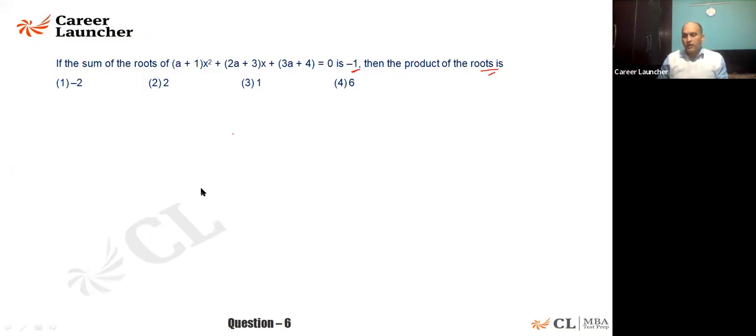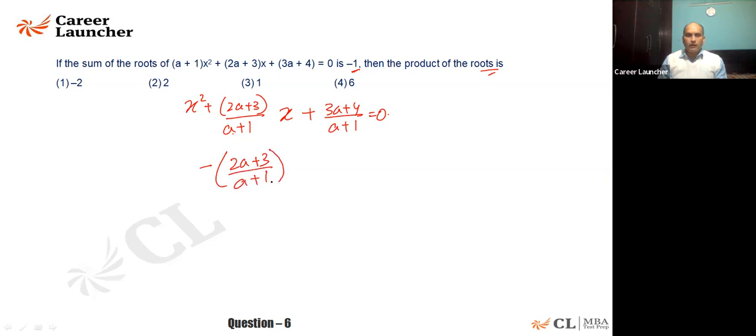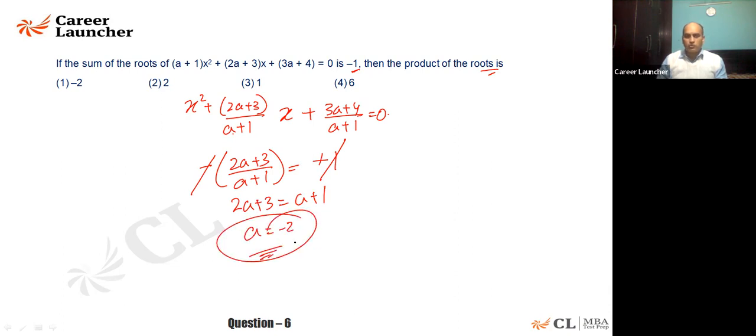Okay, Siddhant, Vaishnavi has got the answer. It is given the sum of the roots. Can I write it as (a plus 1)x square plus (2a plus 3)x plus (3a plus 4) upon (a plus 1) is equal to 0? You remember I told you. The sum of the roots is minus times of (2a plus 3) upon (a plus 1). The sum of the roots is minus 1. I'll cancel this minus sign. 2a plus 3 is equal to a plus 1. I'll say a is equal to minus 2. This is what I'm going to get. So a is equal to minus 2.